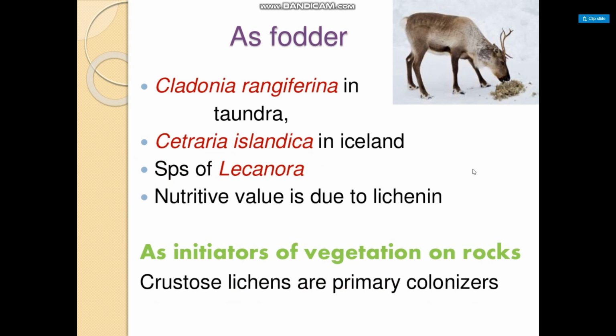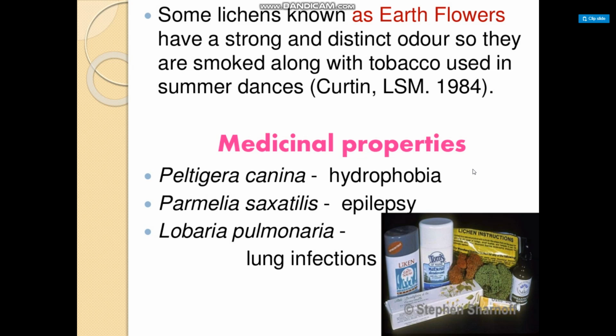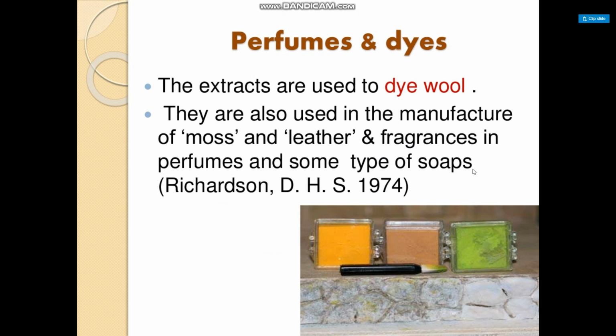As fodder: Cladonia rangiferina in tundra, Cetraria islandica in Iceland, species of Lecanora; the nutritive value is due to lichenin. As initiators of vegetation on rocks, crustose lichens are primary colonizers. Some lichens known as earth followers have a strong distinct odor, so they are smoked along with tobacco used in summer dances. Medicinal properties: Peltigera canina for hydrophobia, Parmelia saxatilis for epilepsy, Lobaria pulmonaria for lung functions. Perfumes and dyes: the extracts are used to dye wool. They are also used in the manufacture of moss and leather fragrances in perfume and some types of soap.